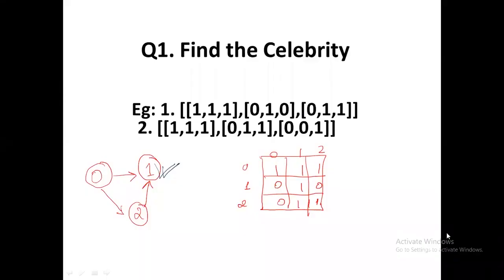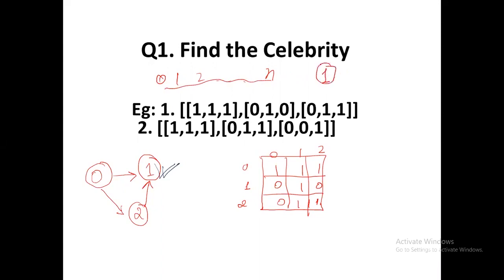The celebrity problem. Okay, so in this problem, let me tell you the overall problem scenario. Let's consider there are n number of folks in a party, labeled 0, 1, 2, up to n. These folks are a part of the party, and in the party there is only one celebrity.